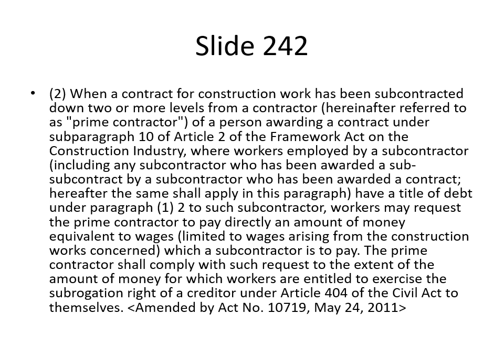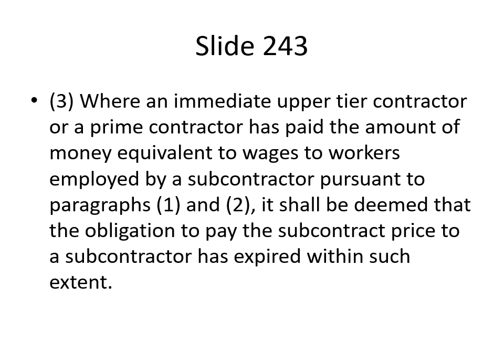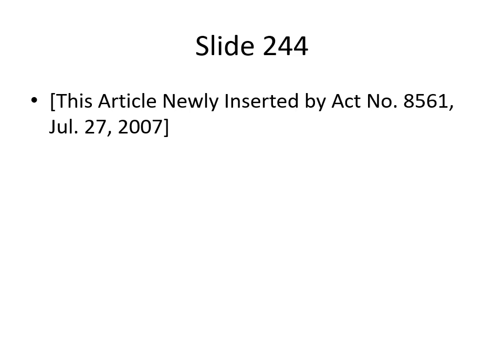The prime contractor shall comply with such request to the extent of the amount of money for which workers are entitled to exercise the subrogation right of a creditor under Article 404 of the Civil Act to themselves. <amended by Act No. 10719, May 24, 2011> 3. Where an immediate upper-tier contractor or a prime contractor has paid the amount of money equivalent to wages to workers employed by a subcontractor pursuant to paragraphs 1 and 2, it shall be deemed that the obligation to pay the subcontract price to a subcontractor has expired within such extent. This article newly inserted by Act No. 8561, July 27, 2007.